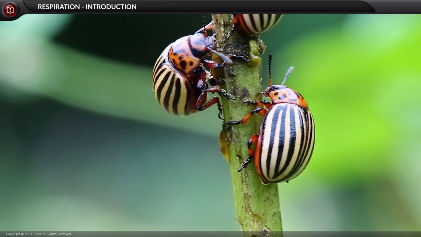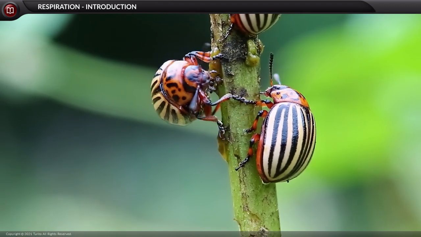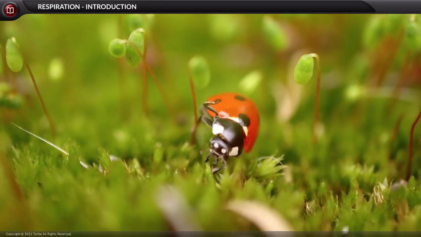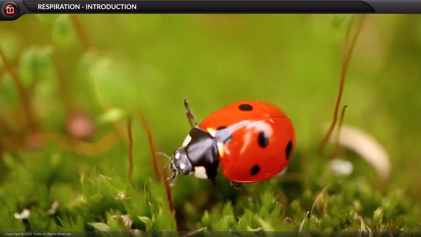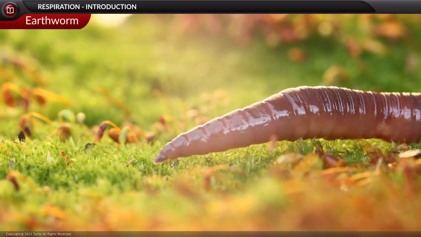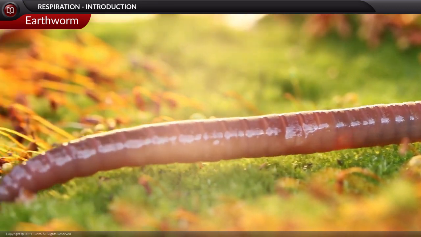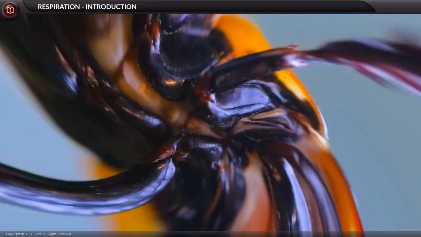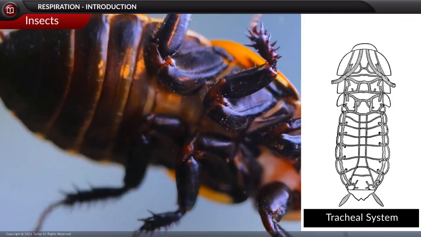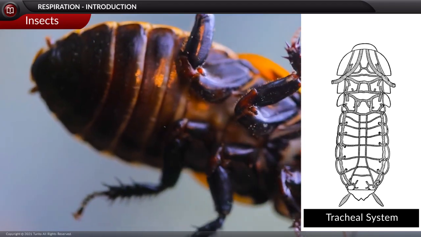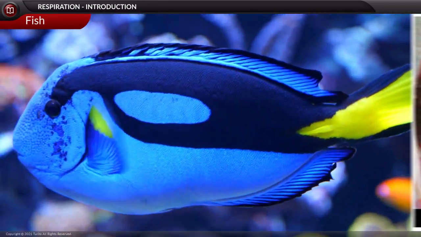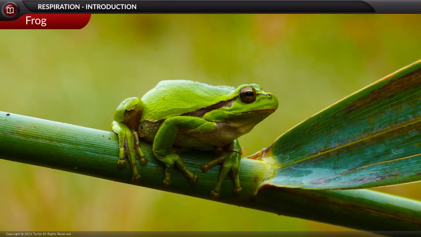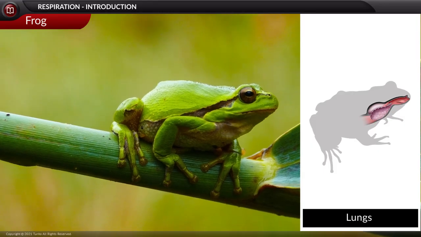If we see lower organisms, they generally do not have a well-developed respiratory system or any structure present. So they have different mechanisms to ensure that there is continuous oxygen supply. For example, earthworms have a moist surface through which there is simple diffusion of gases. Insects show presence of a tracheal system for exchange of gases. Fishes have gills for exchange of gases. And frogs, when they are on land, show presence of lungs for exchange of gases.